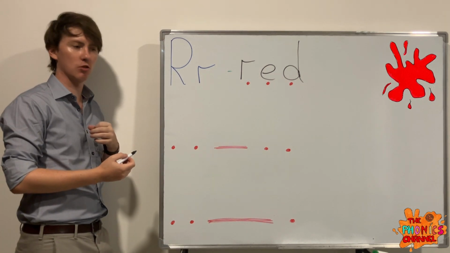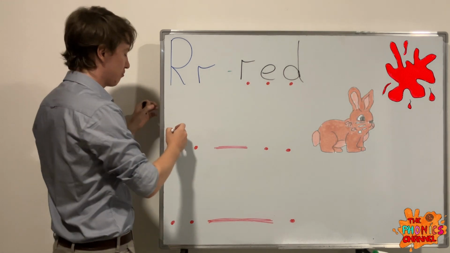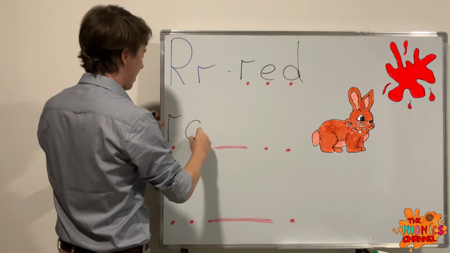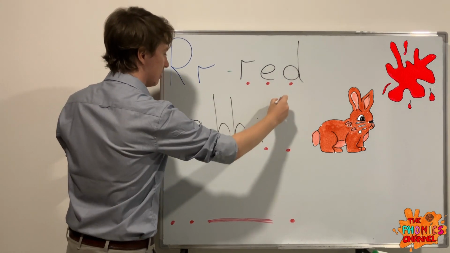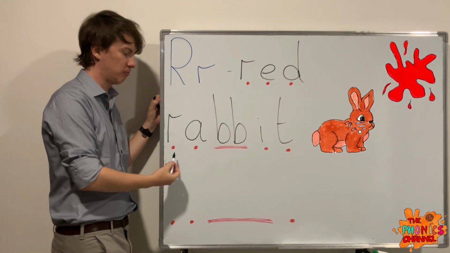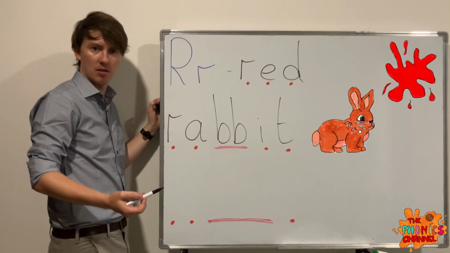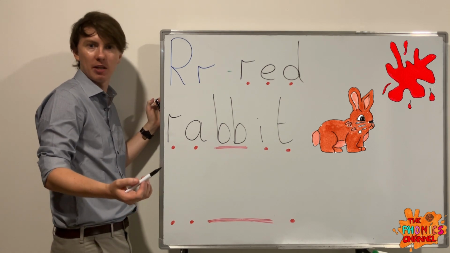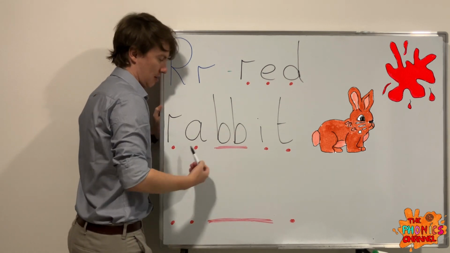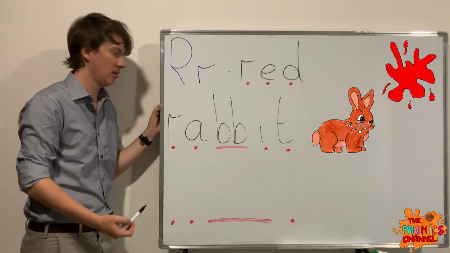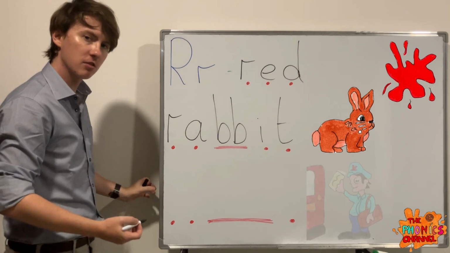Okay, going on to our next one is rabbit. Rabbit. R, A, B, I, T. Rabbit. The rabbit is hopping through the field. Could be a sentence. R, A, B, I, T. Rabbit. Okay, rabbit. Super.